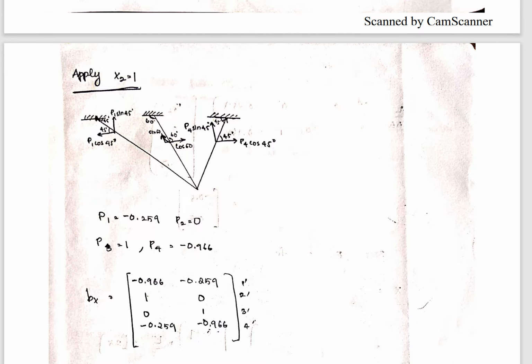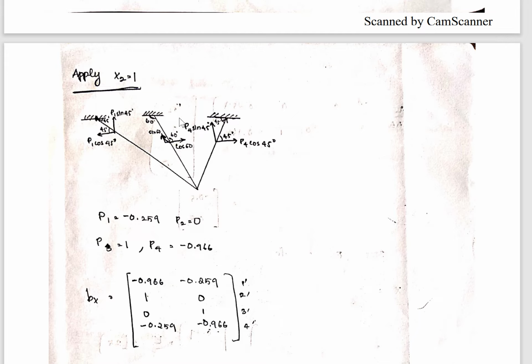Now to obtain the second column of our Bx matrix, apply x2 is equal to 1. So remember, when you are applying x2 is equal to 1, don't consider the member BE. When we apply forces, only one unknown should be applied at a time. So when applying x2 is equal to 1, we should not consider the member BE, that is the first redundant.